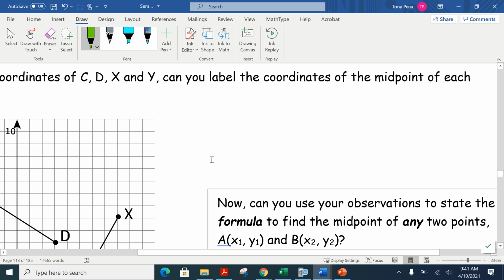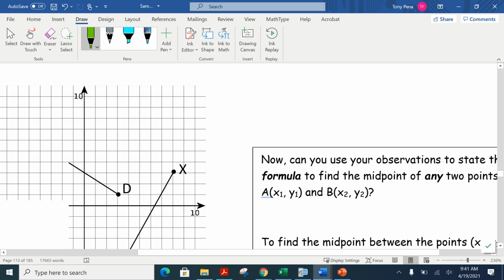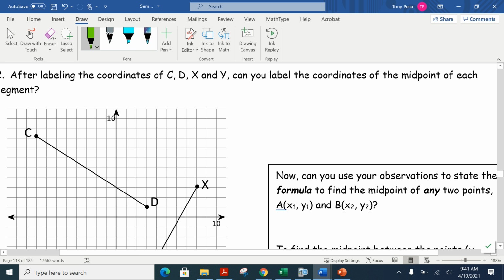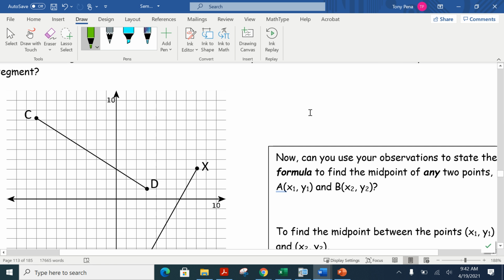So now go to this next one and see what we think. So label the coordinates of C, D, X, and Y. So just label those points. And then it says, can you label the coordinates of the midpoint of each segment? Because this one won't work out quite as nicely. But label those two points for C and D. Let's do C, D first. Let's just worry about C and D.